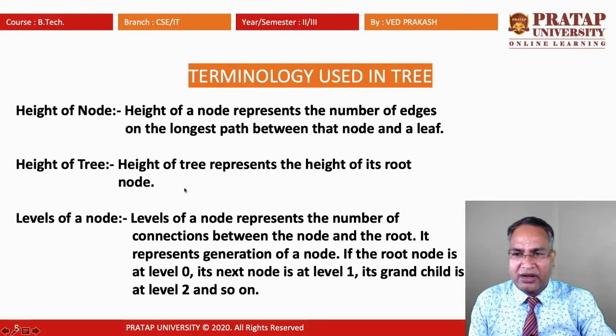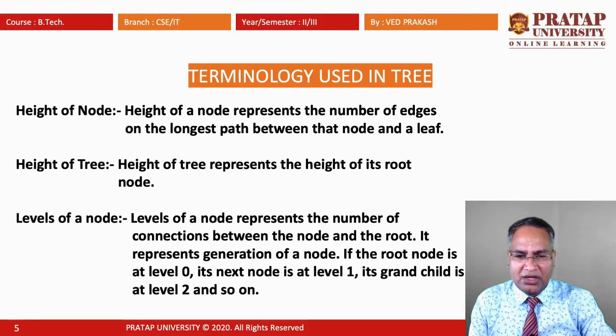Next, height of a tree. The height of a tree represents the height of its root node. And next, level of nodes. The level of a node represents the number of connections between the node and the root. It represents the generation of a node.